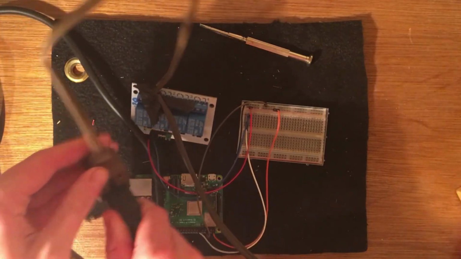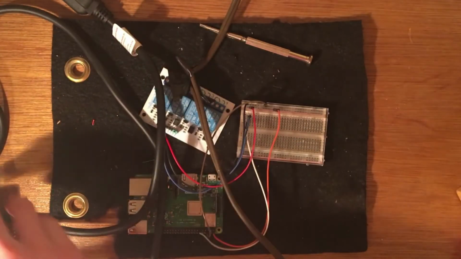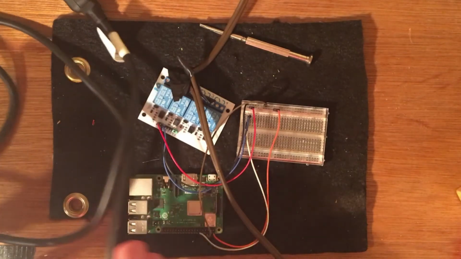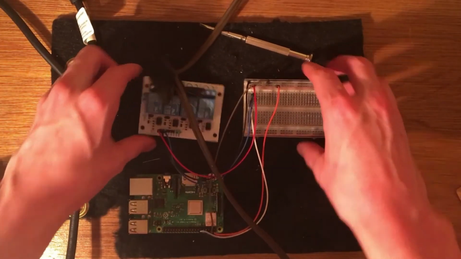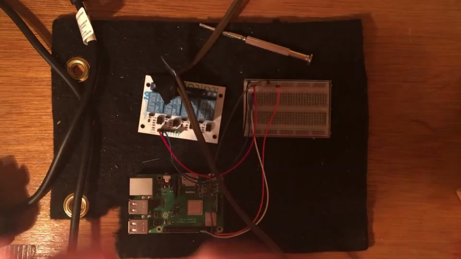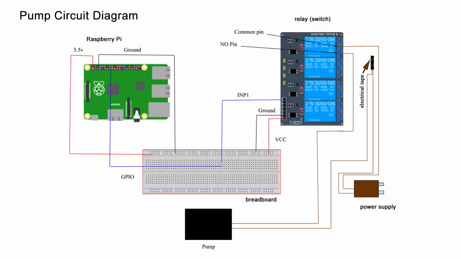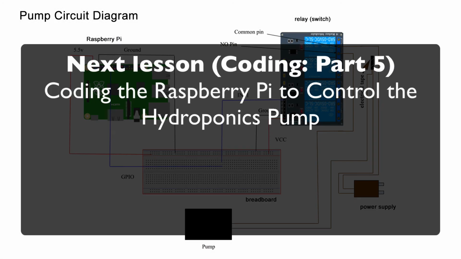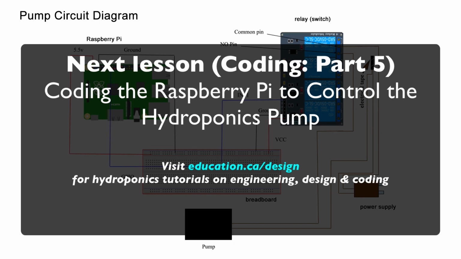So to complete this part of the project, all we need to do is plug the pump into the socket end of the wire we used earlier. And then when you're ready, you can plug the other end of the wire into the wall. And in the next video, we're going to be going over how to program the Raspberry Pi so we can turn the pump on and off with the setup and the relays.